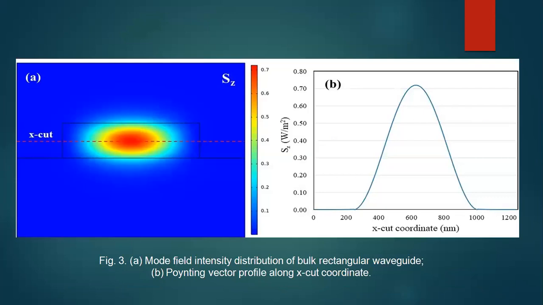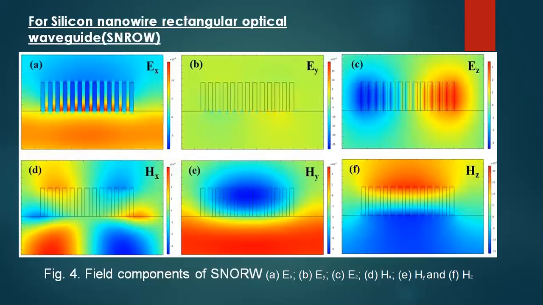Now, moving on, by taking the product of Ex and Hy, we can find the mode field intensity distribution of the bulk rectangular waveguide, which has been displayed on the left. Here you will see that the intensity is high at the center of the waveguide, which is also the desired region. Now, moving to the silicon nanowire rectangular optical waveguide, or SNROW.